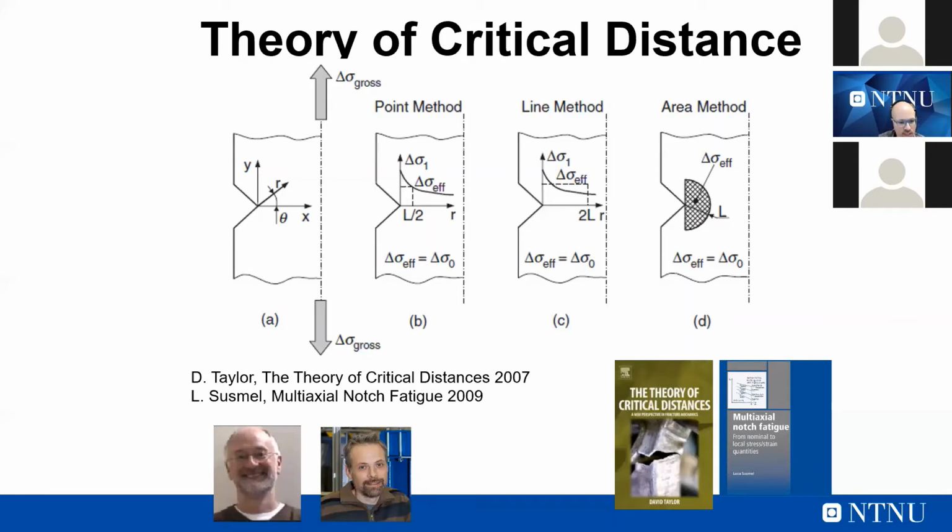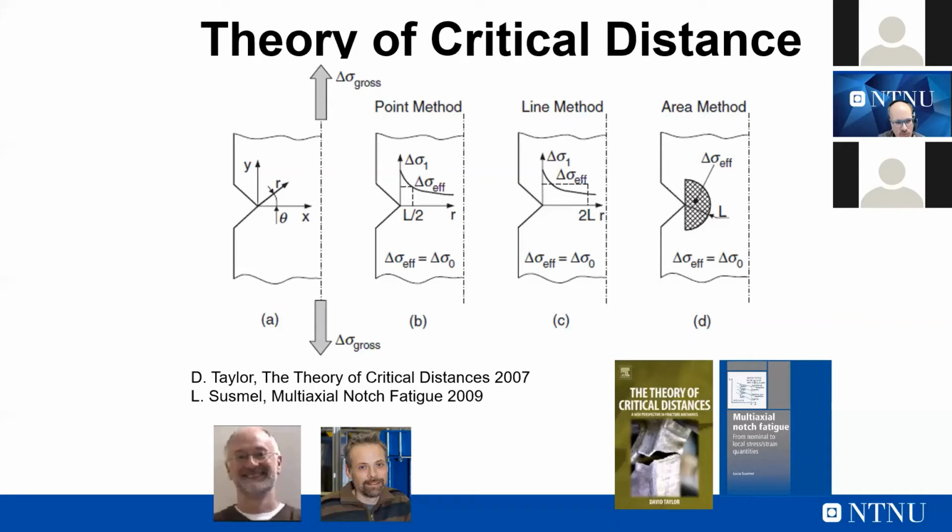I'm reporting here mainly the two books where you can find the summary of what they did on the topic. The idea is based on the initial idea of Neuber of averaging the stress over a material parameter length, which is L, the critical distance, that can be estimated in some way according to the material property that you have under fatigue loading.